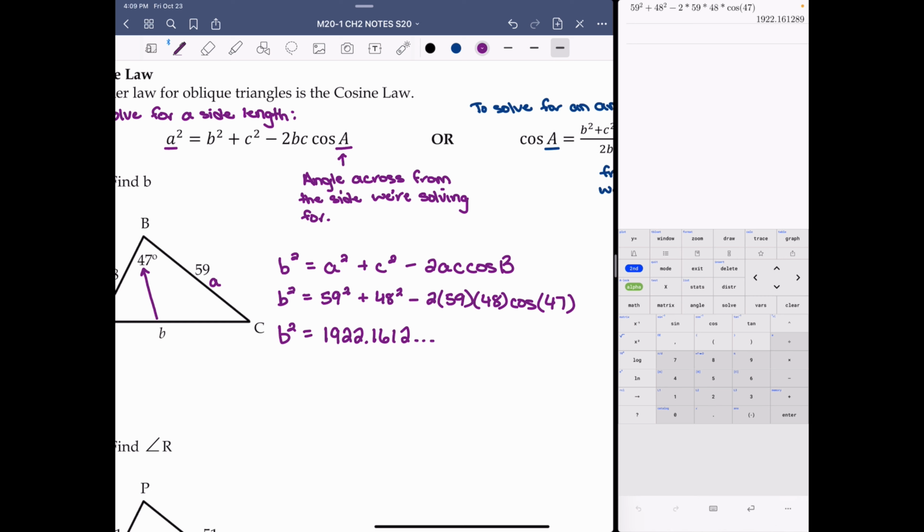We want b, and this is b squared, so we take the square root of both sides. That gives us b equals second function square root, second function answer, enter: 43.84. Usually we round side lengths to the nearest tenth, so b equals 43.8.